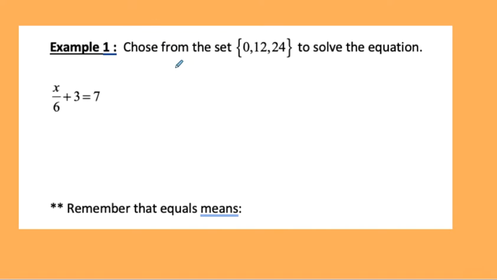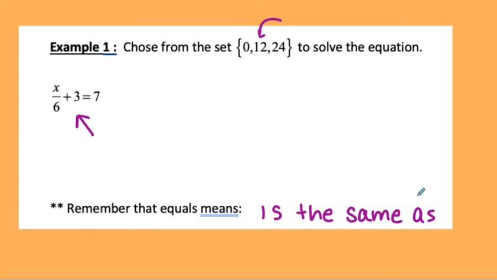So it says, choose from the set 0, 12, 24 to solve the equation. So this does not mean solve the equation using algebra. This means solve the equation using substitution, and verifying if the equation is true. So remember that equals means is the same as. Okay, so let's try it.